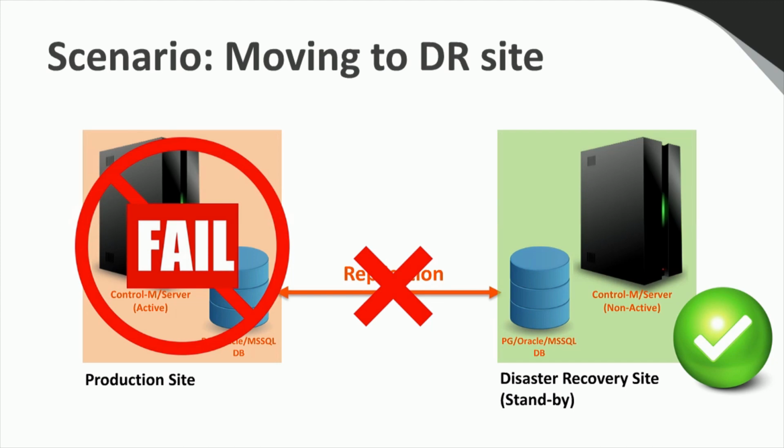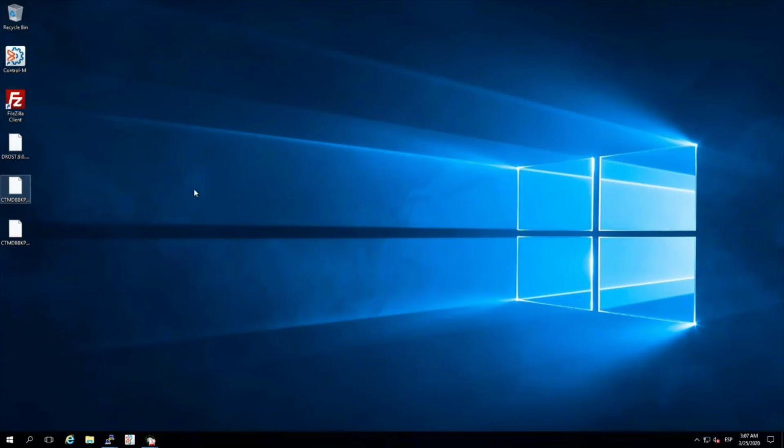Okay, so now let's continue. So now let's jump into the demo. Okay, so this is our demo environment. So here we have a couple of sessions. One is for the Control-M server, our primary Control-M server, and this is the gray one. And also we have another session, the orange one. This is the session for our DR Control-M server.